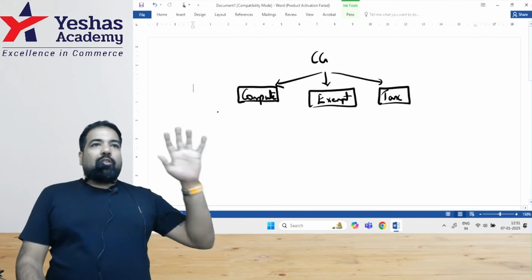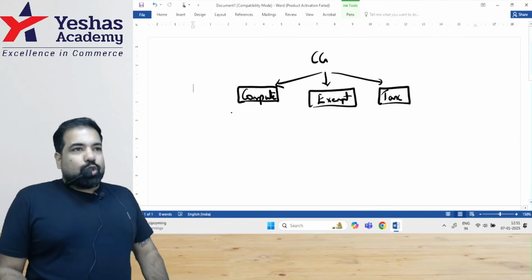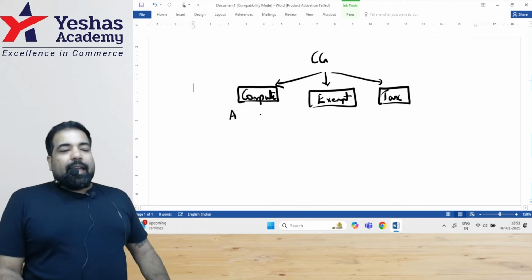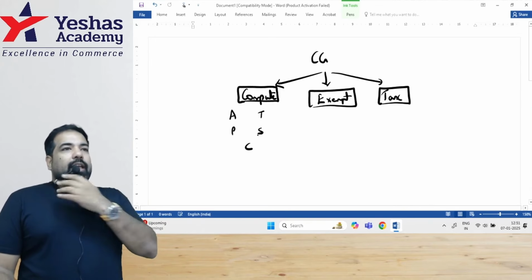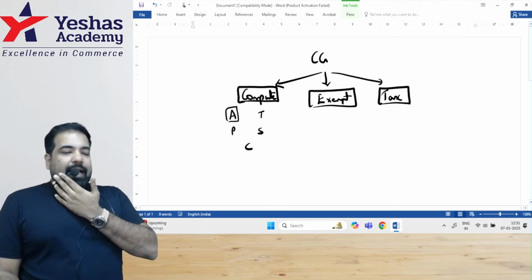5 people or 5 letters. Can you tell me the letters which you should know when you compute? A, TPSC. Guys, capital gain will only be calculated when there is an asset.